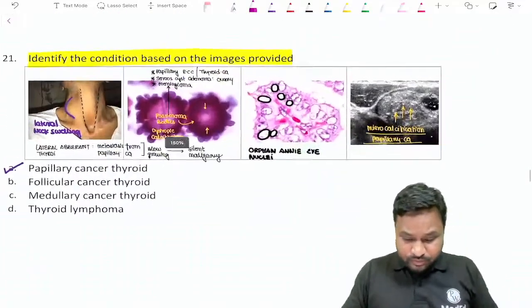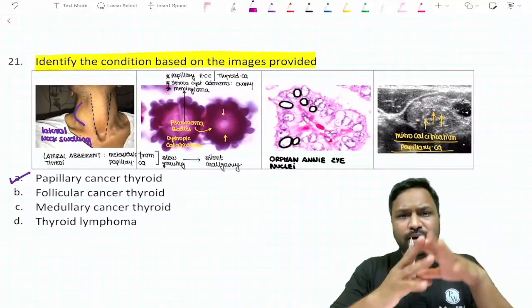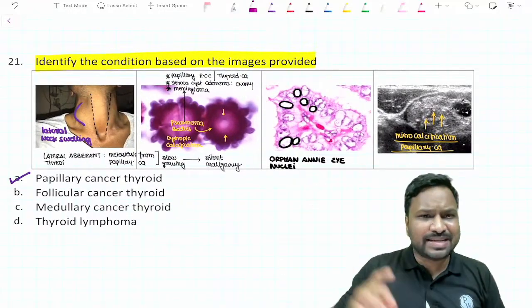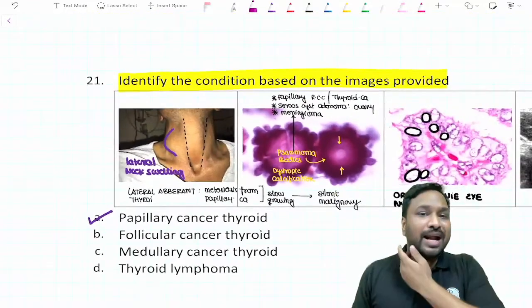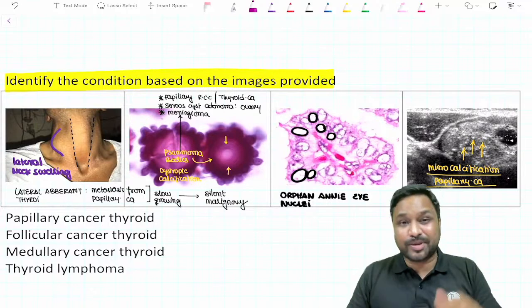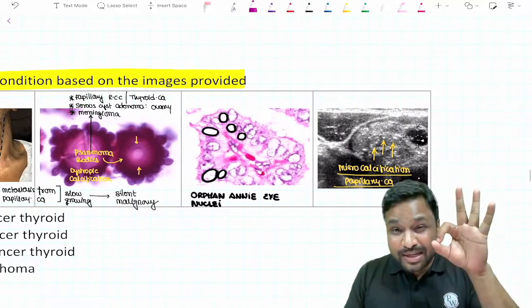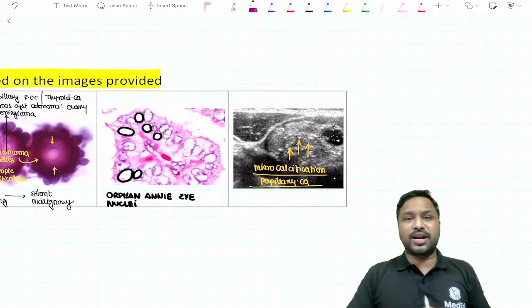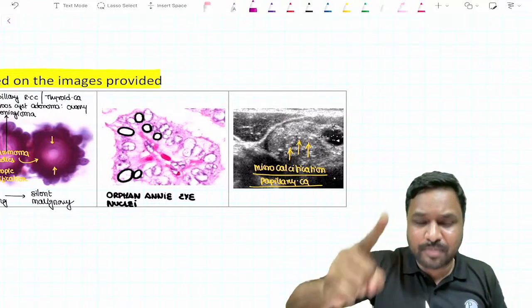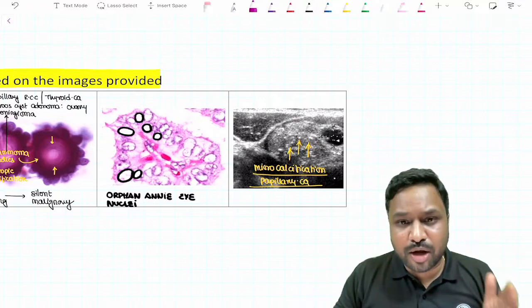Now, again, with respect to thyroid, all these images are going to be an exam question. Everything I've summarized in one single go. You see there's a patient with a lateral neck swelling. I can see in the histopathology psammoma bodies. You can see empty cells without nucleus, Orphan Annie nuclei. Presence of microcalcification on ultrasound. Everything points towards only one malignant lesion of thyroid, that is your papillary cancer thyroid.